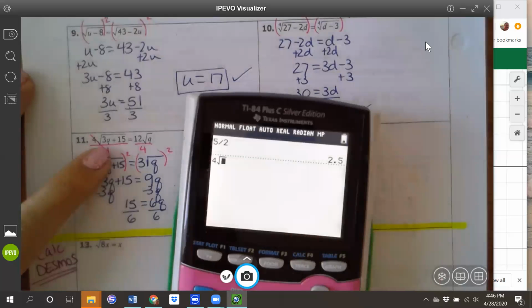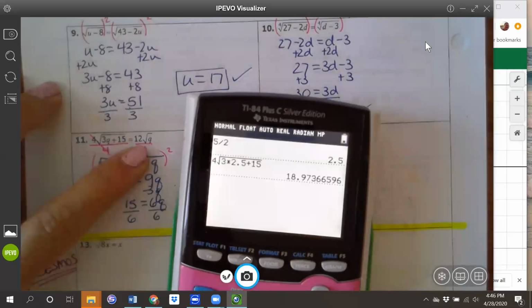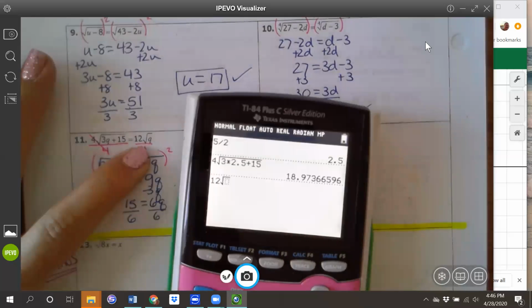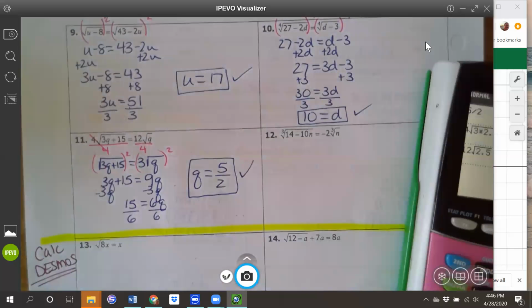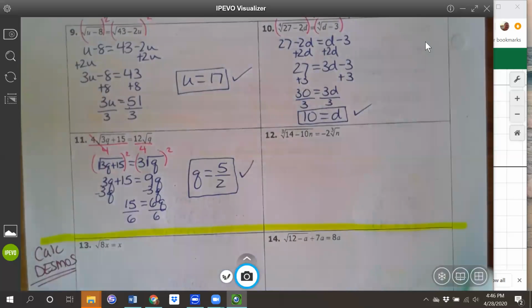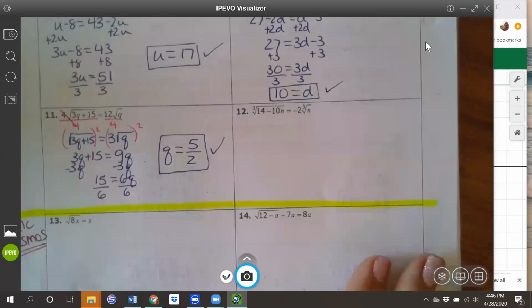So 4 square root 3 times 2.5 plus 15 more. That is the left side. I've got 12 square root 2.5. That is the right side. Always try to make it easier for yourself. Like if that would have been 5/3, well, that's a repeating decimal, and then you would have had to use 5/3 when you checked it on your calculator. If it's a nice terminating number, then you can always plug back in using the decimal version.